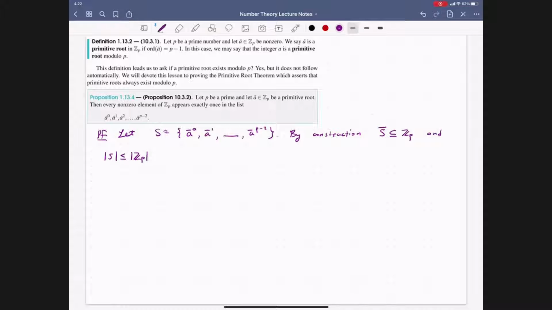But now we're looking at the non-zero elements. So let's look at the integers modulo p minus the congruence class of 0. We know that the integers modulo p minus the congruence class of 0 gives us p minus 1 elements. So the right-hand side has exactly p minus 1 elements, and we know that the cardinality of S is going to be at most p minus 1, since there are p minus 1 elements in this set.